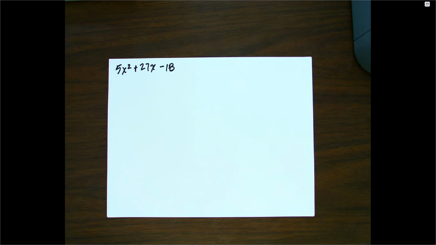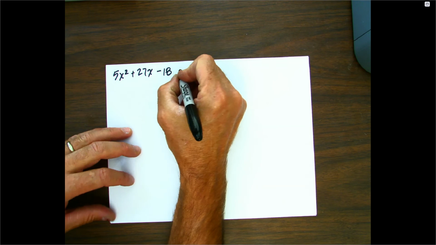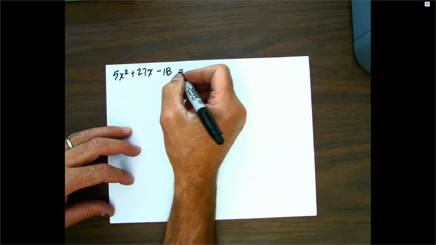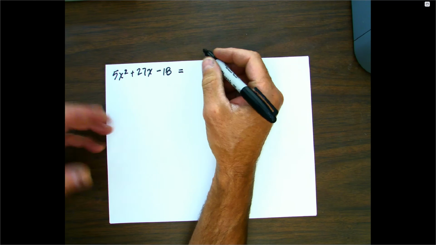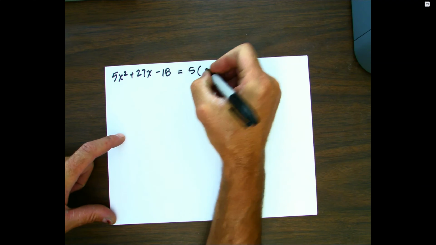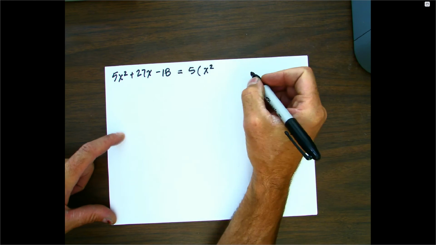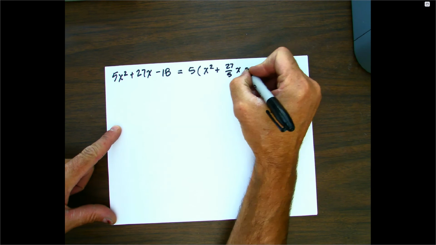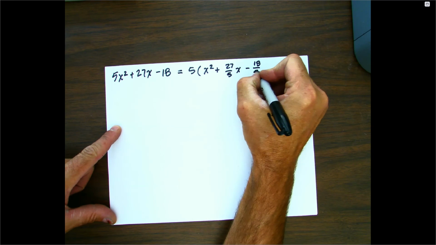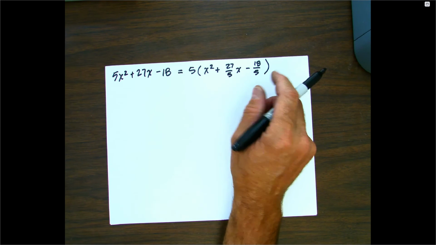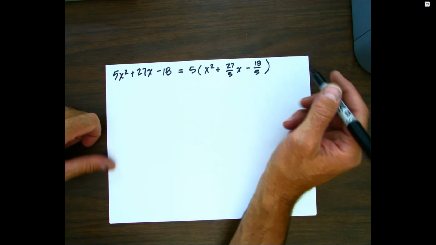Okay, well, the first step in Adam's technique is just to take the polynomial we're given and to convert it into a polynomial with leading coefficient of 1 by factoring out the 5. If we do that, we get an x squared for the first term plus 27 fifths x minus 18 fifths. And I know what you're thinking right now is, if they struggle with algebra, they're going to struggle with fractions as well. But it really isn't as much fraction work here as you think.